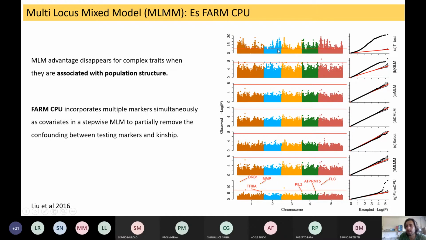Here in this paper, they tested different methods, for example for Arabidopsis. And as we can see, FarmCPU is the model that has the better prediction. Here we have the expected and the observed values, expected under the null hypothesis that there is no association. All the markers stand on the line, following the expected values, and only the markers that are off that line are the significant markers that go far over the expected value.